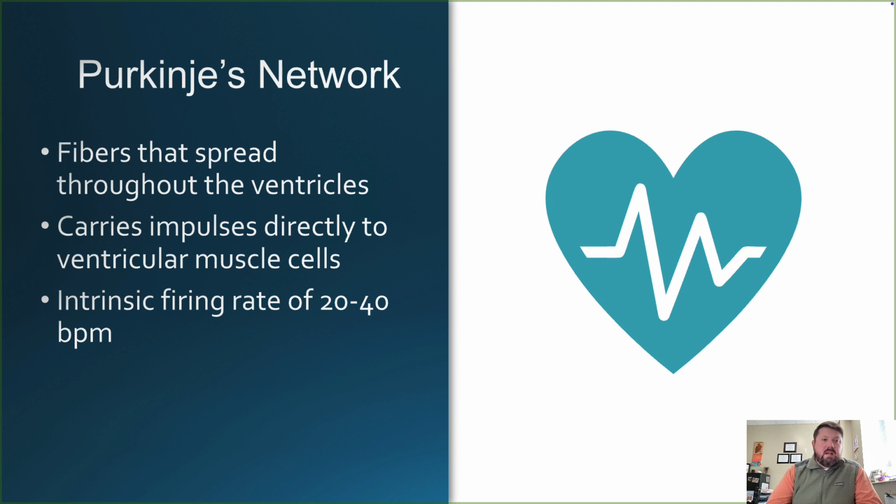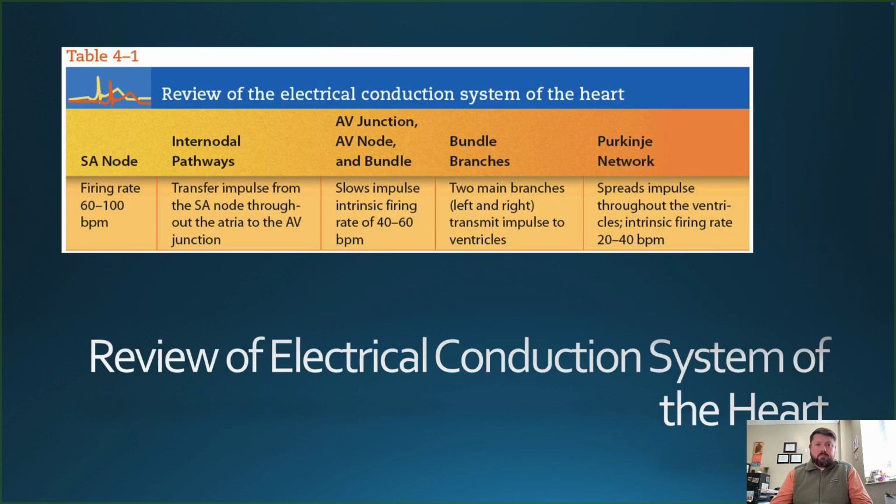Then you have the Purkinje network. The Purkinje network is fibers that spread throughout the ventricles. It is what picks up as a third line pacemaker in the ventricles. If the Purkinje network, all these fibers that surround the ventricles of the heart, actually have to start pacing, then you're looking at a rate of around 20 to 40 beats per minute.